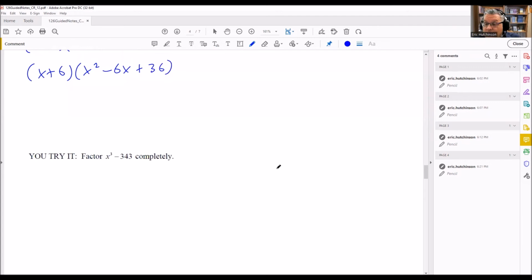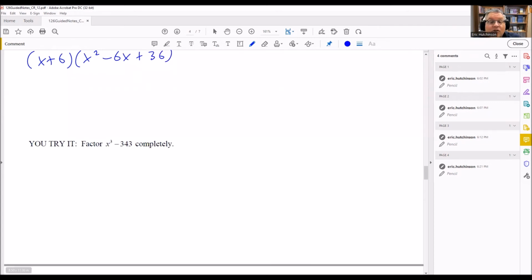Let's do one more. Okay, we have 343. So again, the main thing is you just want to see what number cubed is going to give you 343, and that's actually going to be a 7. So this is x cubed. We have a minus 343, which is actually going to be 7 cubed. So a is x and b is going to be 7 in this case. We have a minus sign, so we're going to use the difference of cubes formula. It starts off with a minus b, so x minus 7.